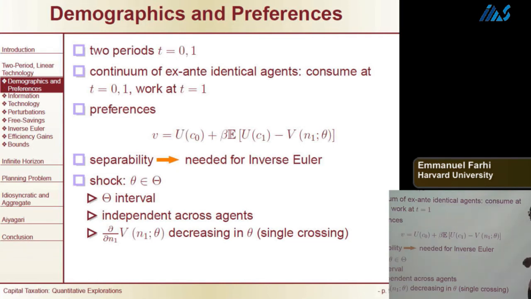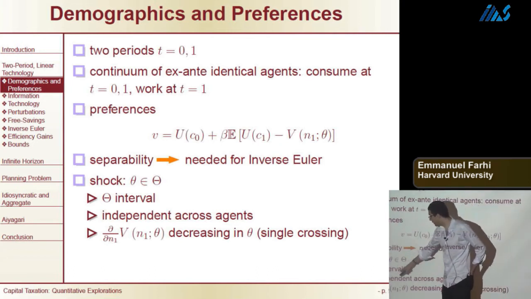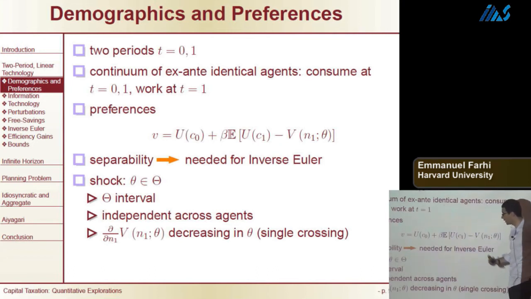And then you see that that's the disutility of labor. And there's a shock theta. And we're going to assume that this shock theta lies on an interval. And the realizations are going to be independent across agents. And I'm going to make the single crossing assumption.